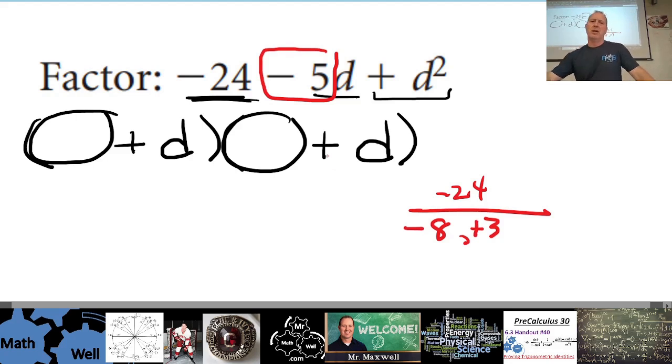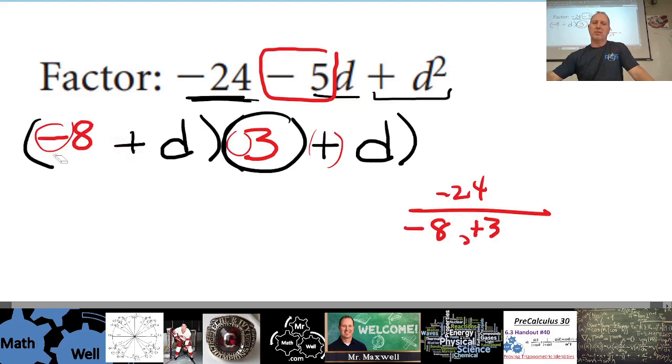Okay, well this helps. I'm going to put a negative 8 here and a positive 3 here, and then I can keep my pluses for my D because I've got the negative signs all taken care of here. So you can leave those as pluses. That one's a little tricky. I'll give you that.